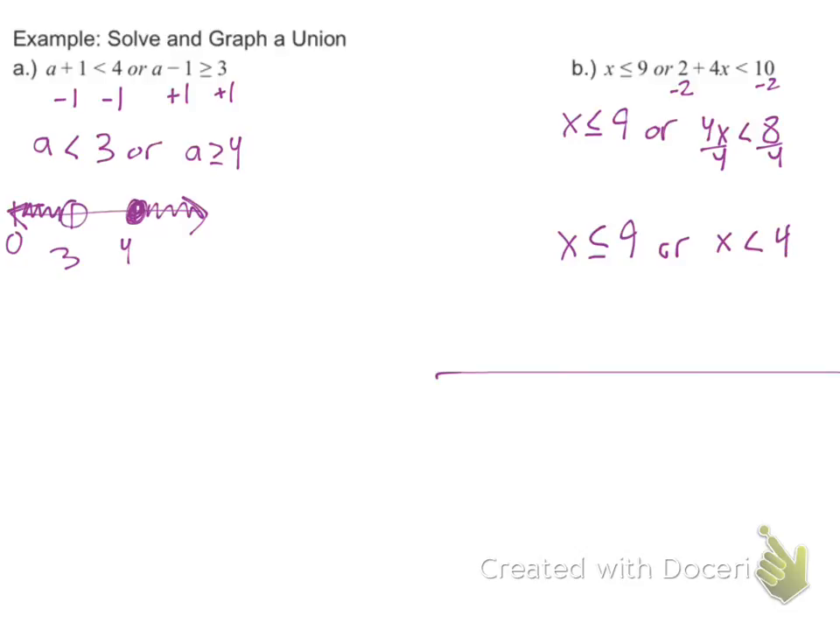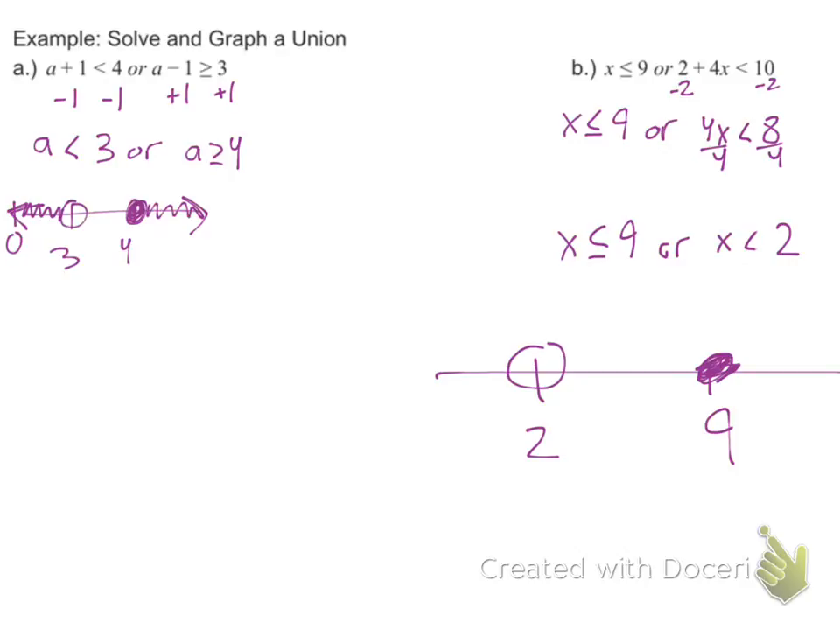And then if I graph this, 4 and 9, 4 goes to the left, 9 goes on the right. Oh, it is 2. I am sorry. Good catch, guys. 2, okay, 2 and 9. 2 is open, 9 is closed. So you guys got to be careful with this.